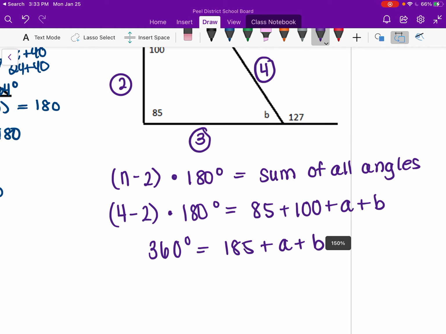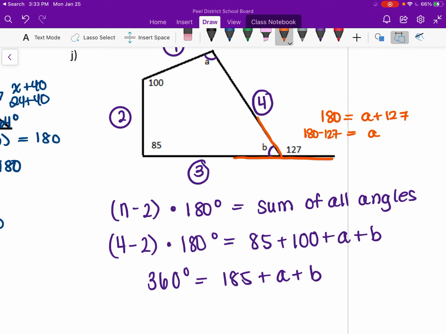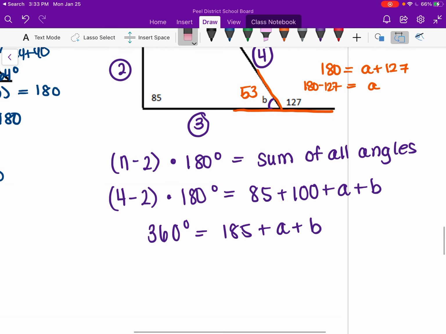And before we even move on, a and b are actually different from each other. So if you look here, a and b are not the same. So we need to find out what b is, which we can do. Because this is a straight line, we can just go in and find b. So 180 equals b plus 127. If I want to get 127 on the other side, I'm just going to do 180 minus 127 is going to equal b. So 180 minus 127, this is 53, right? And we're just going to plug that in for b here. So it's actually 53, right?